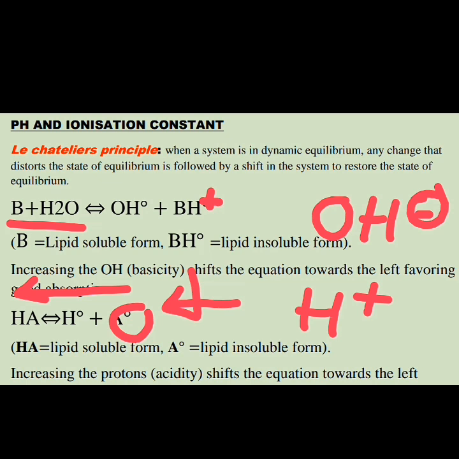And so which side do you expect the equilibrium to shift? If you're listening, you're able to tell that the equilibrium will shift this way. And then when the equilibrium shifts this way, it's favoring the uncharged form of the drug, which can easily cross. So what's the conclusion there?